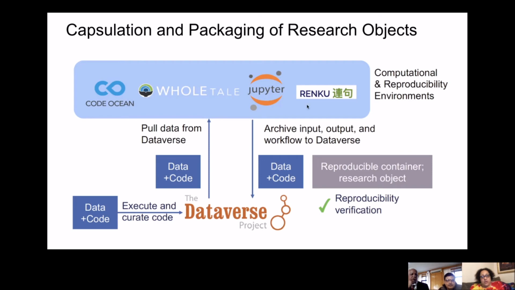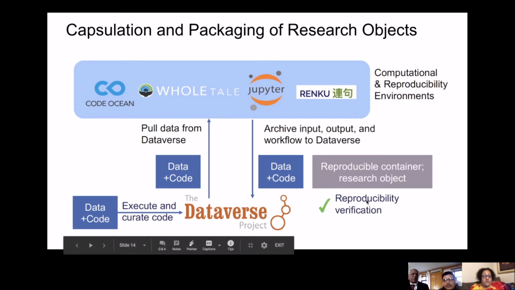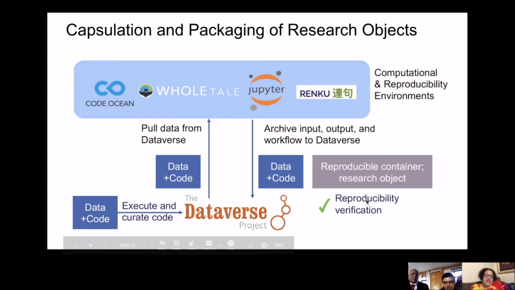With Jupyter and Renku, it's really an archive of input, output, and workflow. The data and the code, and you get the reproducible container and the reproducibility verification. But everything ends up coming back into Dataverse so that all of the code is available for viewing and for use.